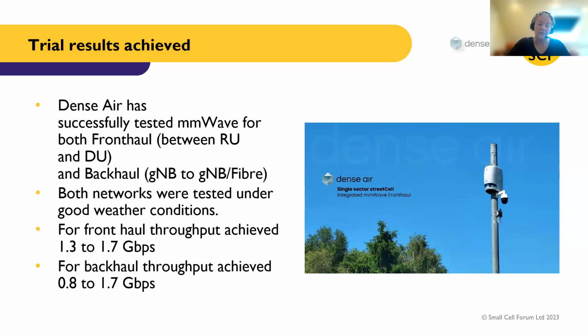For the backhaul, we achieved results of 0.8 to 1.7 gigabits per second. We got a lower result of 0.8 on the backhaul because we did have some interference on channel 5 mmWave. So that 0.8 was only seen on channel 5. Unfortunately, we weren't able to access the interferer to switch it off to see what it could have been like. It's also worth pointing out that the mmWave was an independent unit on the backhaul. It wasn't integrated into the unit. It was a separate unit attached to it.